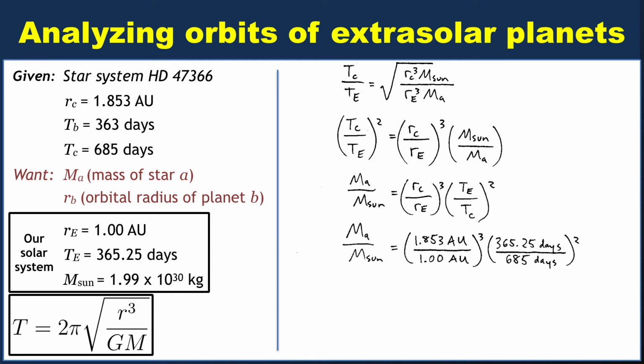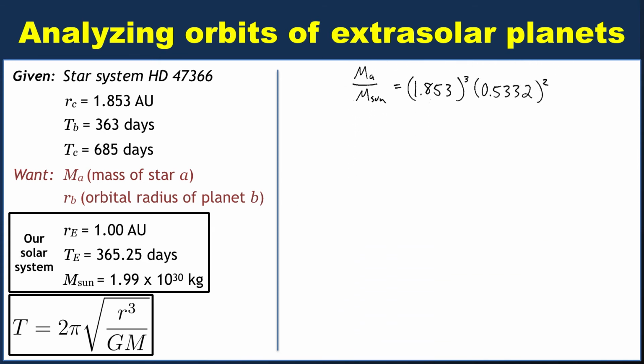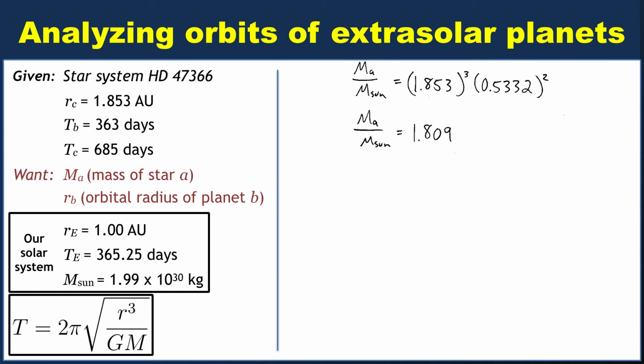So we put in those values, and make sure not to forget to cube and square the appropriate terms. We'll simplify things a little bit on the right-hand side, and you notice that everything is unitless on the right-hand side. Well, that has to be the case because the left-hand side is a ratio of masses, so ultimately the right-hand side has to be unitless. Bring this up, and we'll enter it into our calculators. And we see that the mass of star A is 1.809 times the mass of the Sun. That's already one way of answering this question.